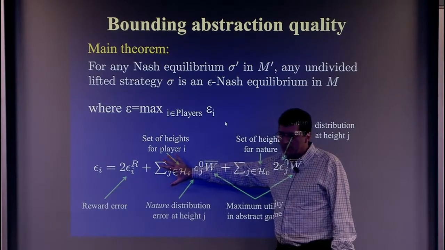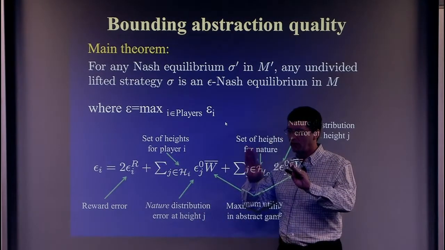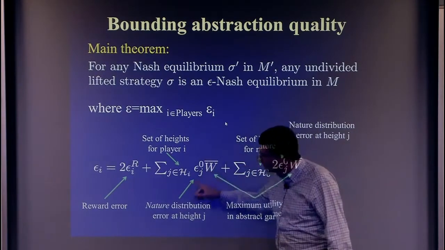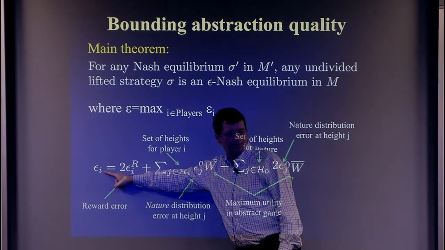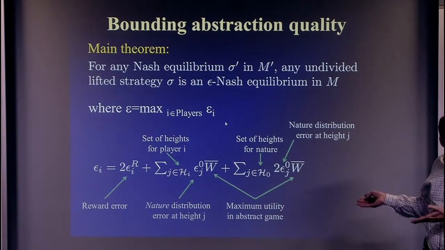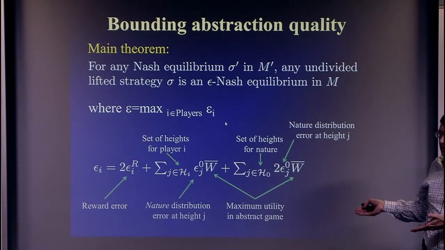we can easily measure from the abstract game and the real game. So we can just look at them myopically and say what are those quantities, and then we can tie it to Nash equilibrium here. And this is kind of weird in that, how is this possible? I just told you that there's an abstraction pathology. So what gives?